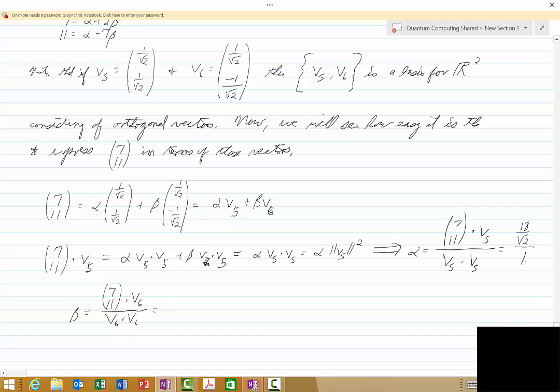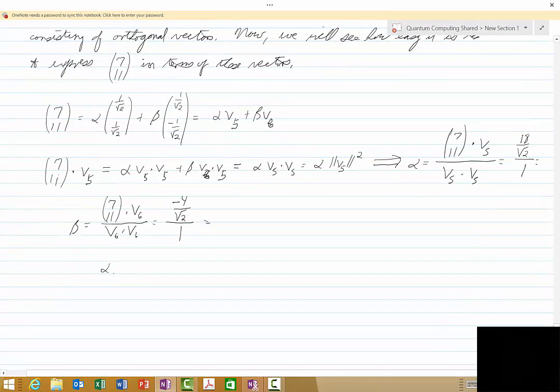And for beta, 7 times 1 over square root of 2 is 7 over square root of 2, minus 11. So we have minus 4 over square root of 2. And V6 dot V6 happens to be 1 as well. And so we're done. Alpha is 18 over the square root of 2, and beta is minus 4 over the square root of 2.